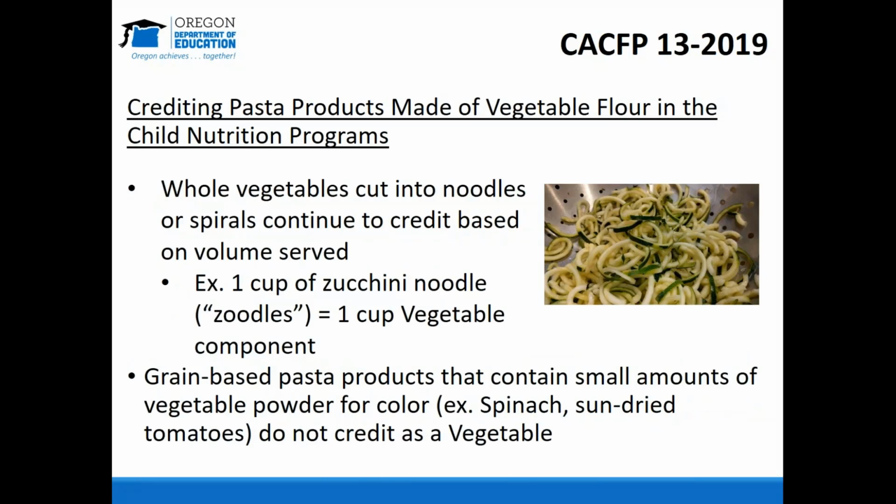So a while back, zucchini and other squashes cut into noodle shapes were very popular, and these zoodles, like the one shown on this slide, can continue to credit as a vegetable based on the volume that is served. Note that grain-based pastas that only contain a small amount of vegetable powder for color, such as spinach pastas or sun-dried tomato pastas, do not credit as a vegetable but can credit as a grain.